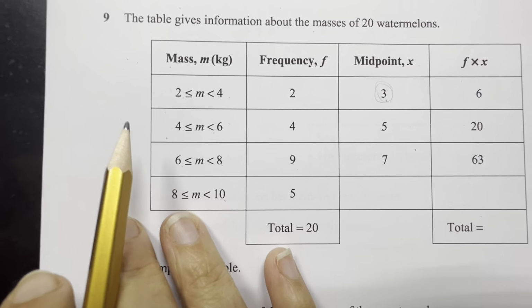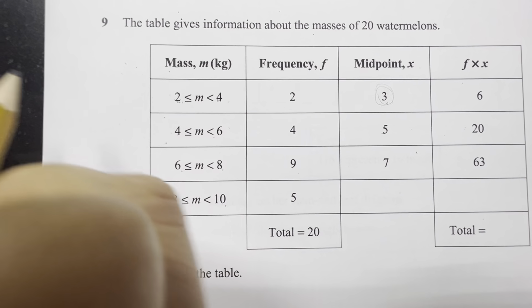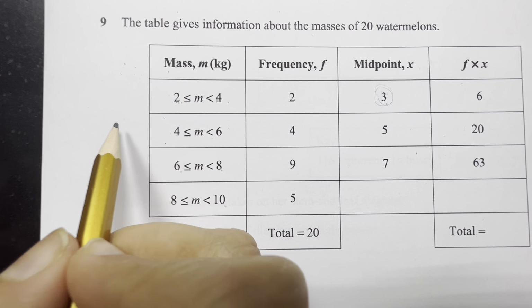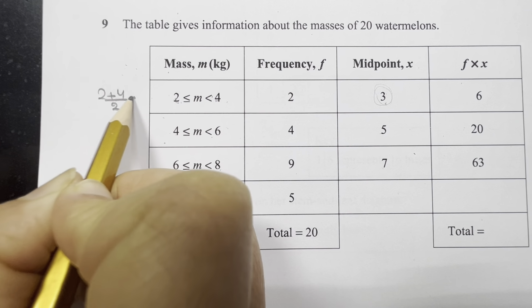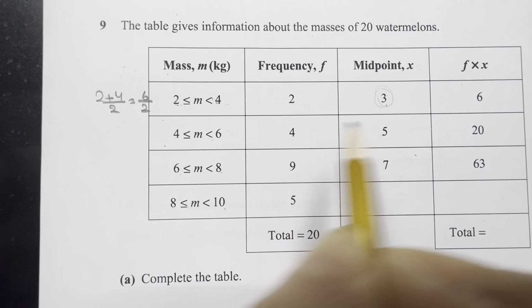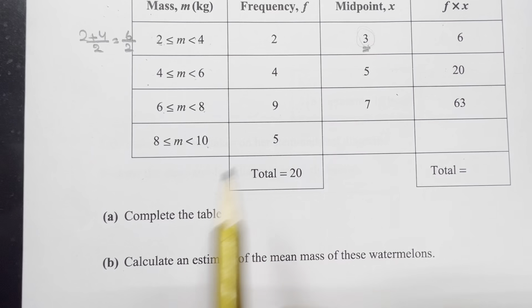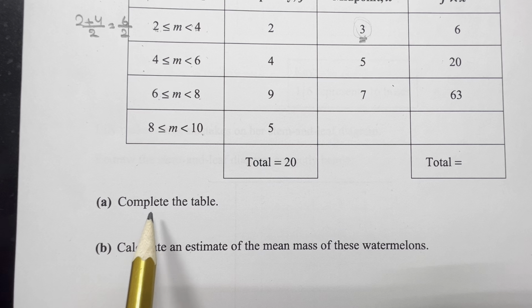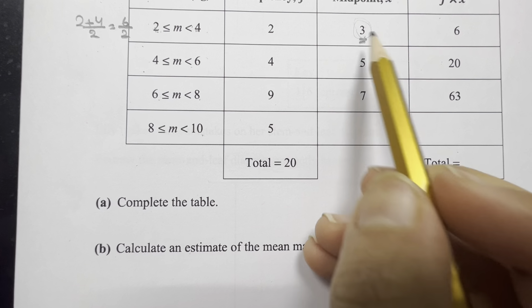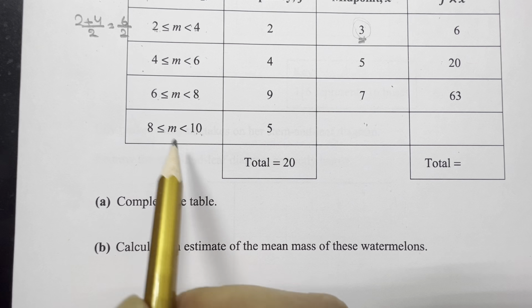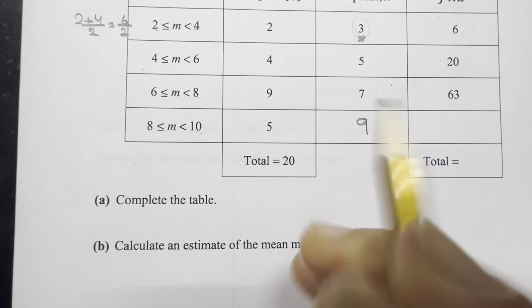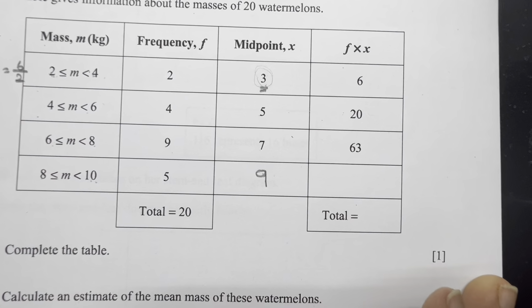And I can get it like this. Add these two numbers to get the mean between them, or the midpoint between them. 2 plus 4, then divide by 2. So 6 divided by 2 equals 3. So the first question here is to complete the table. What I'm going to do here, for the midpoint between 8 and 10, add them, divide by 2, and the answer will be 9.